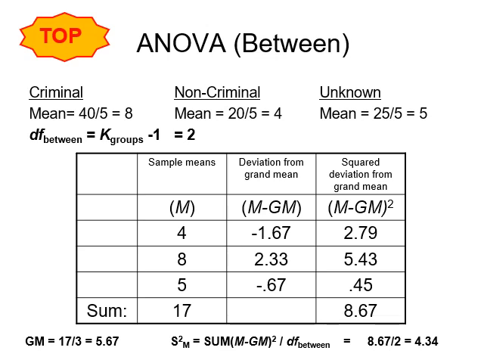Now we need to get the grand mean. The grand mean, well, there's 3 groups. So 3 means divided by 3. 17 divided by 3, which is the very bottom left of the page, is 5.67. That is our grand mean.